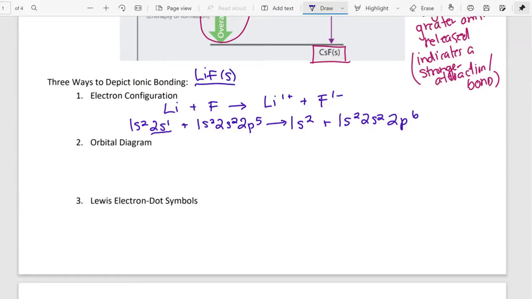Another way is simply using orbital diagrams. I'm going to put them above and below each other just because of space. We know that we have our 1s and our 2s, so lithium has 2 in 1s and 1 in 2s. And then for our fluorine atom, we have 1s, 2s, and 3 orbitals in 2p. So we have a full 1s and 2s, and then 2p just has 5 electrons in it.